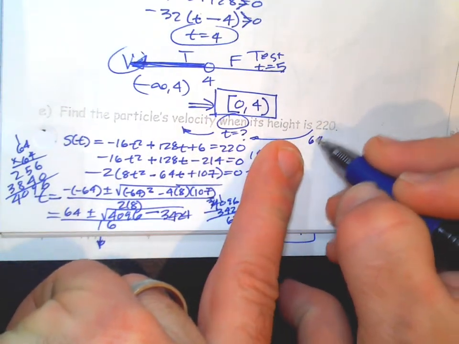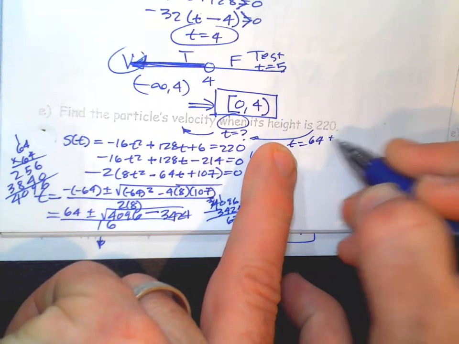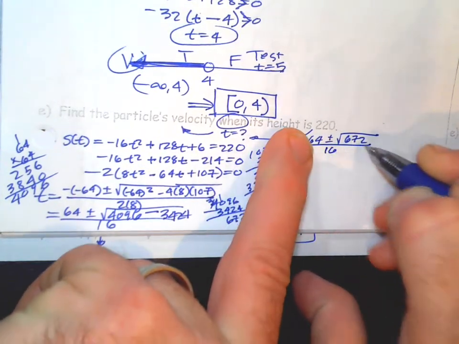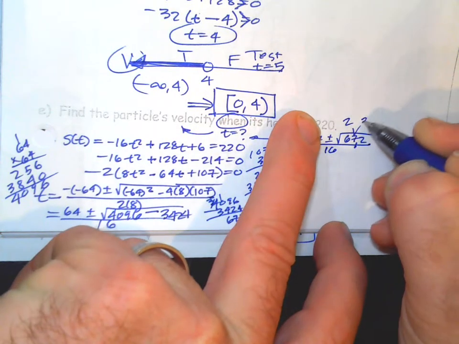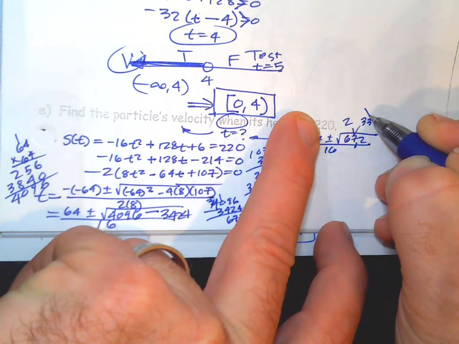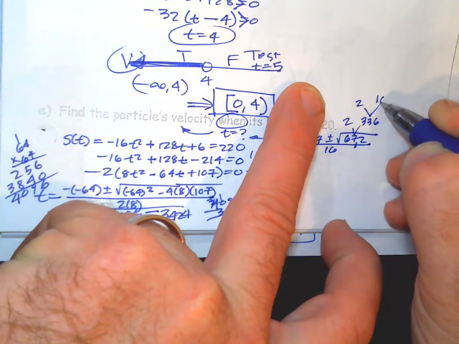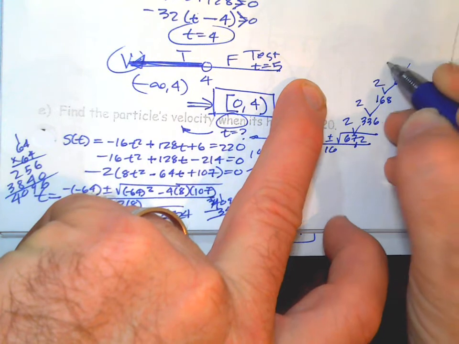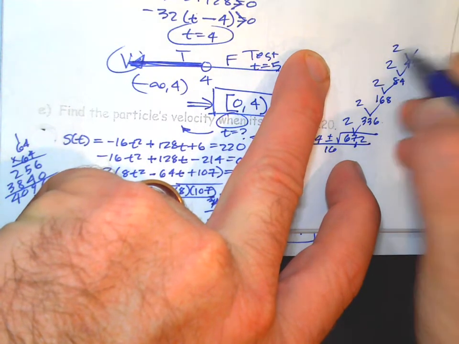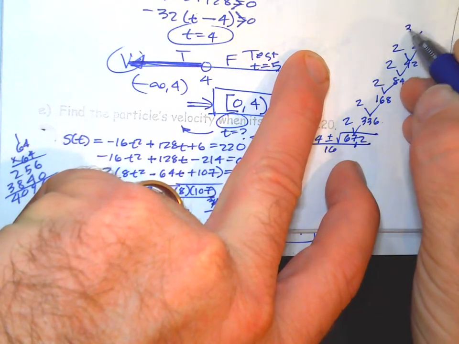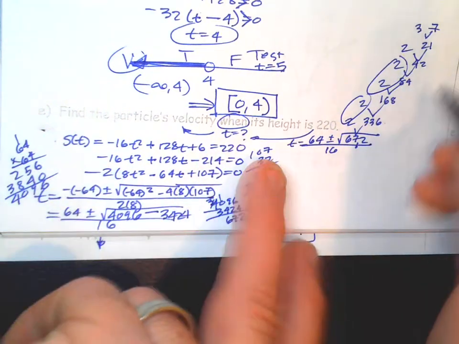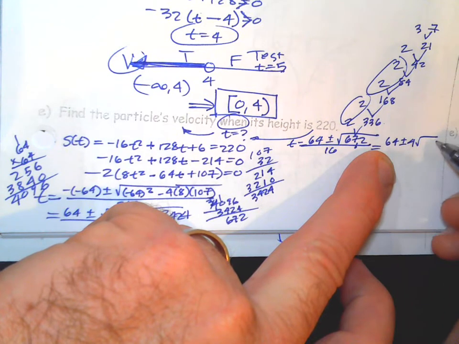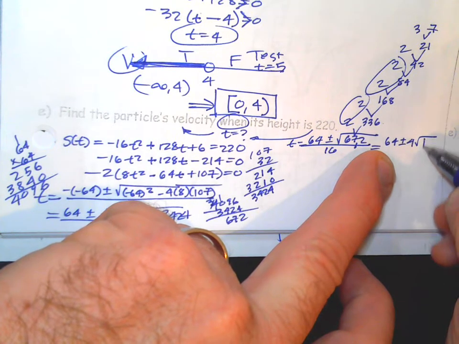Okay, 64 plus or minus the square root of 672. So we could take a 2 out, 336. Take another 2 out, 168. Another 2 out, 84. 2 out, 42. 2 out, 21. 3 times 7. Pair of 2's, pair of 2's. So this is 64 plus or minus 4 root 42.